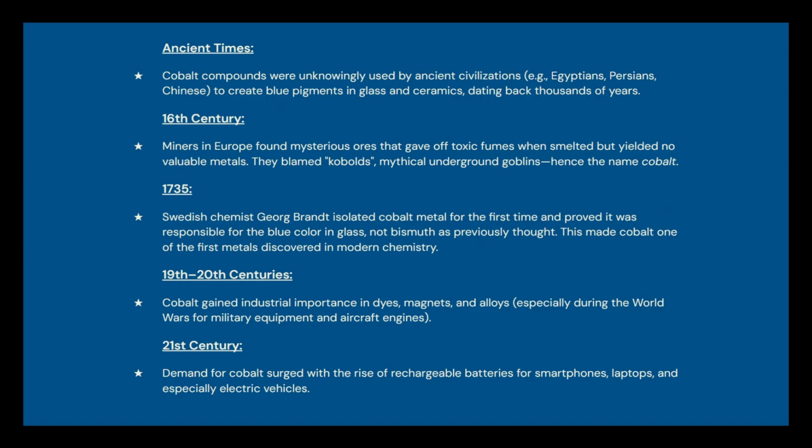In 1735, Swedish chemist Georg Brandt isolated cobalt metal for the first time and proved it was responsible for the blue color in glass, not bismuth as previously thought. This made cobalt one of the first metals discovered in modern chemistry.